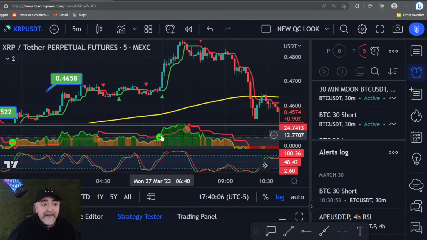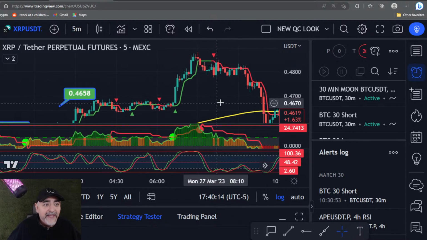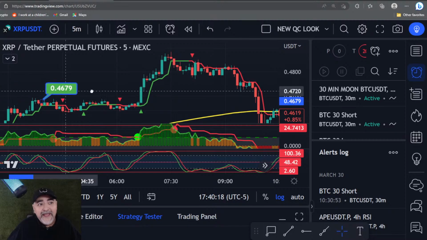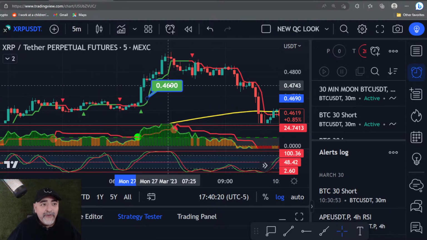And then all of a sudden, here comes another green moon, right? That green moon hits. Boom, right here, the green moon flickers. It hits, that's this candle right here. You get a text message, you go to your computer and you enter the next trade on this candle right here.